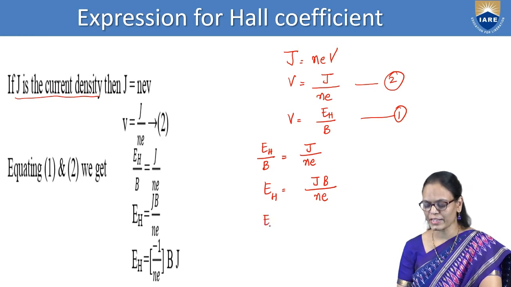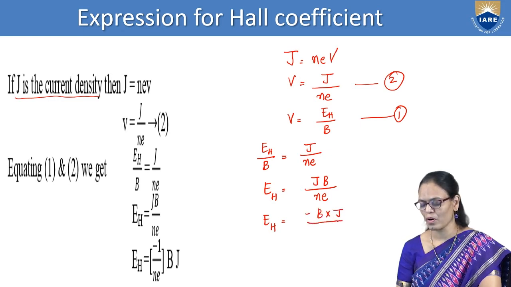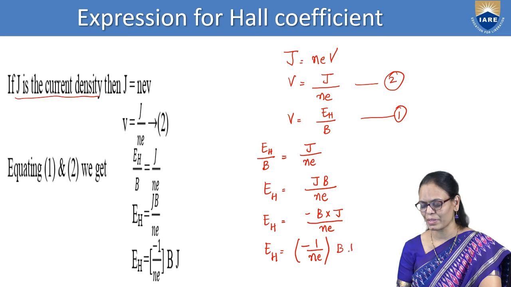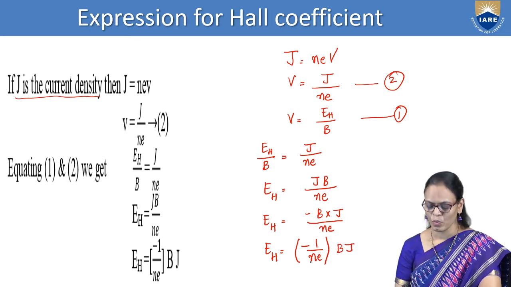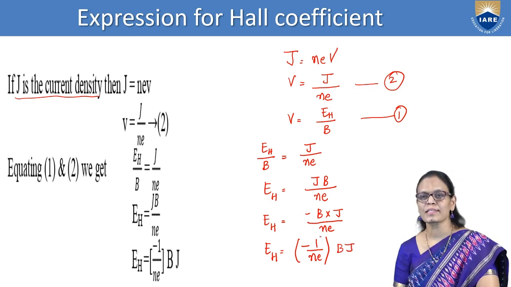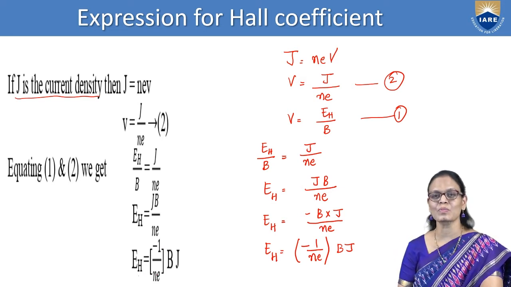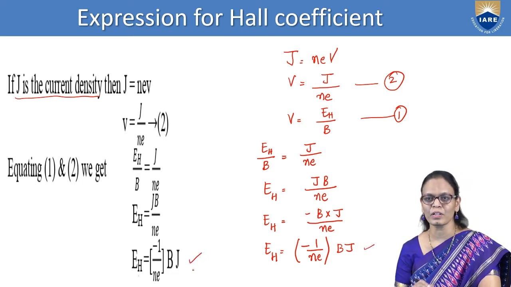Or we can also write it as J cross B, or as B cross J, so we get a minus sign in that case, upon Ne. Now I can write it as EH is equal to minus 1 by Ne, and separate and write it as BJ, because we are going to keep this as a constant. So what we have got is EH is equal to minus 1 upon Ne into BJ. This is the formula we are getting for EH.